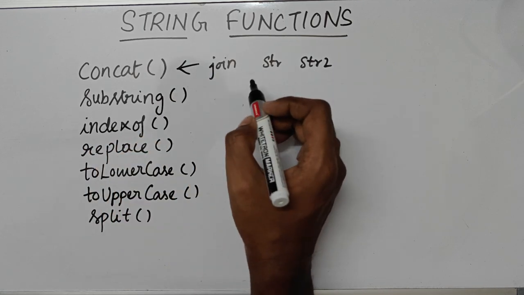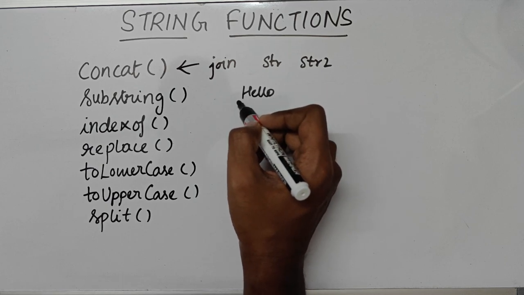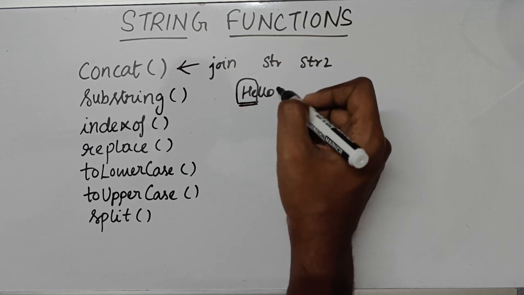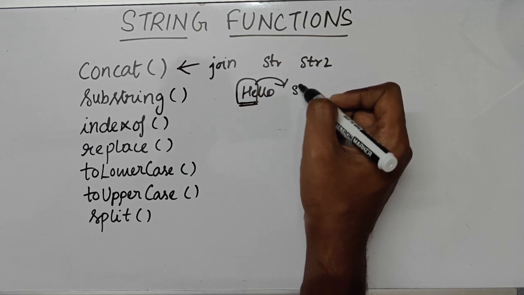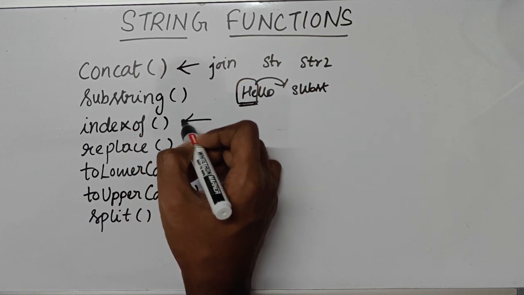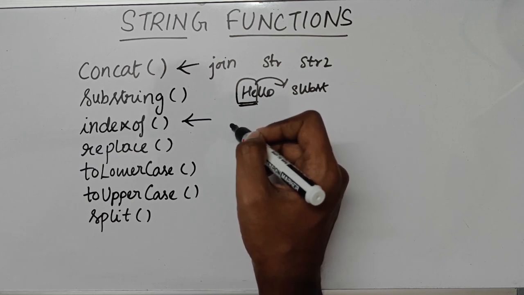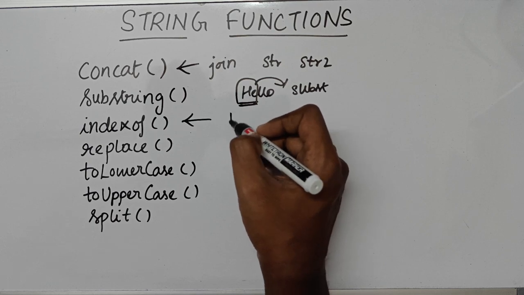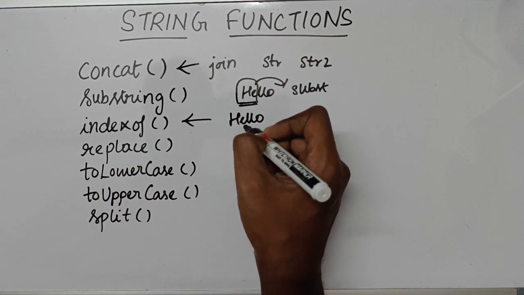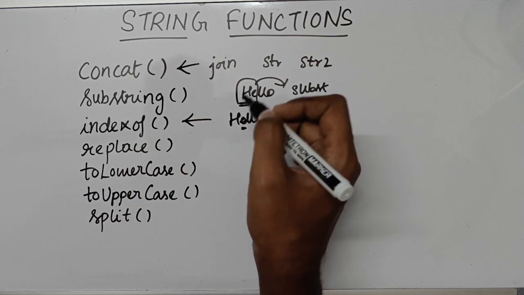A substring is, let's say we have a string hello, and we have to take a part of this string, and this will be a substring. So for that we'll use this function. indexOf will give us the index of something present in that string. Let's say again we have hello and we want to find where the e is present. So this will give us the index of where e is present.